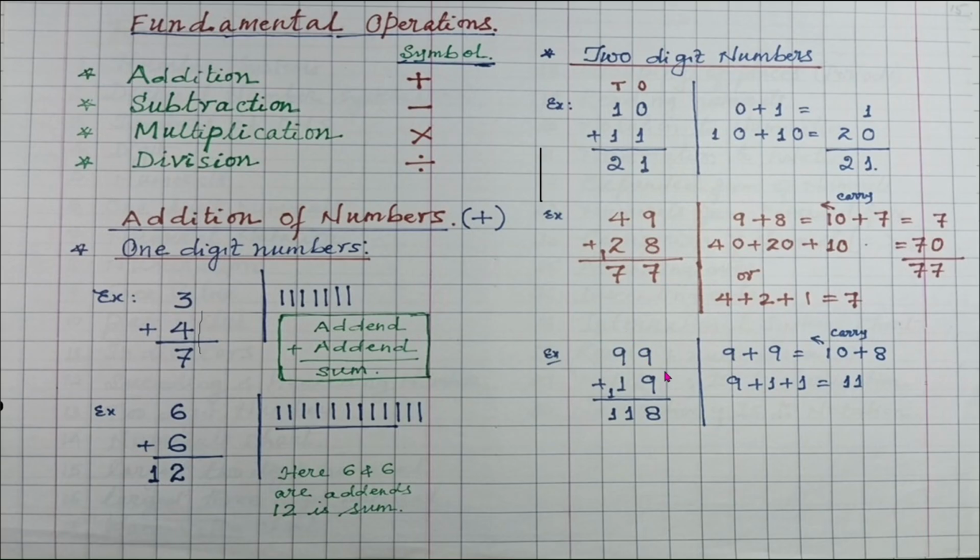Now let us take one more example. 99 plus 19. 9 plus 9 is 18. That means there is one 10 to be carried to the tens place. So there is a 90 here, 10 here and another 10. So 90 plus 10 is 100. 100 plus 10 is 110. That means there are 11 tens here. Therefore we have to carry 1 further to the hundreds place, therefore it becomes 118. So 9 plus 9 is 18, carry 1, 9 plus 1 is 10, 10 plus 1 is 11. So the sum of 99 and 19 is 118.